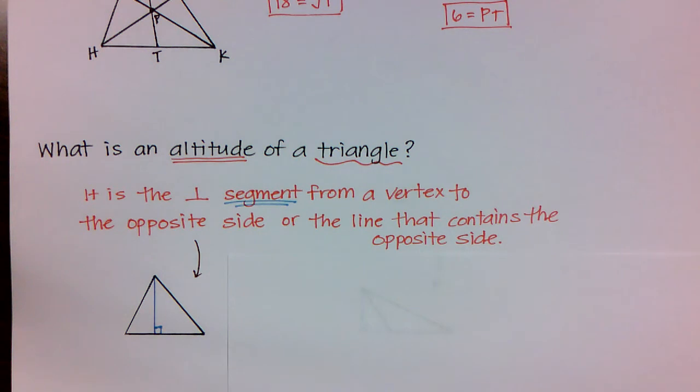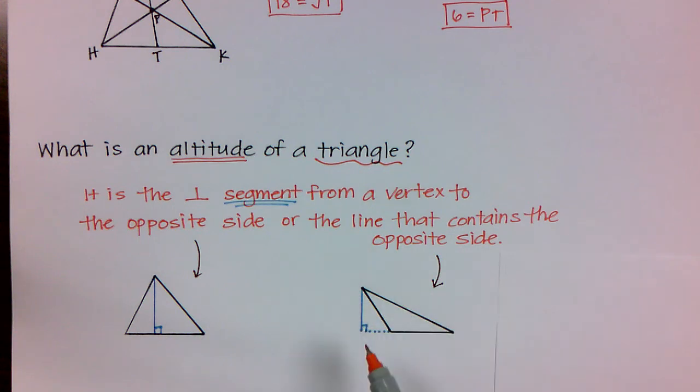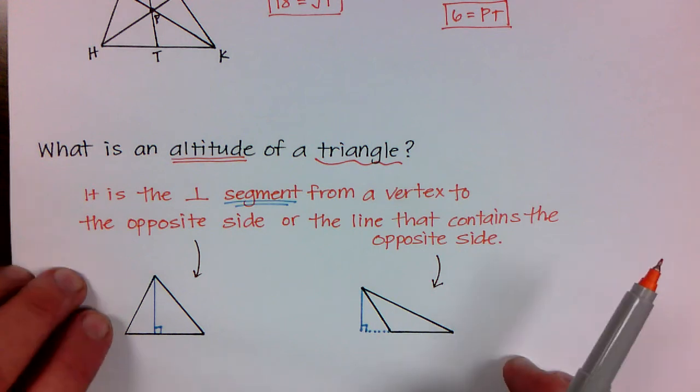But sometimes you're going to have a triangle where this line isn't actually going to be inside of the triangle. And that's why there's this other situation where sometimes it might start at a vertex, but it's going to have to go straight down and form a perpendicular line with the line that is including the segment of that triangle. Okay, so that's why I drew it dotted. And that would also be an altitude of this triangle, even though it's not inside of the triangle.